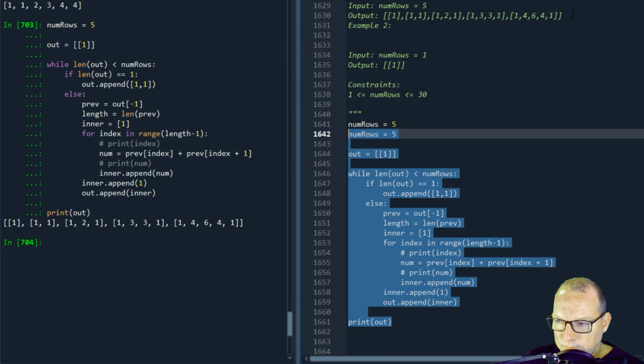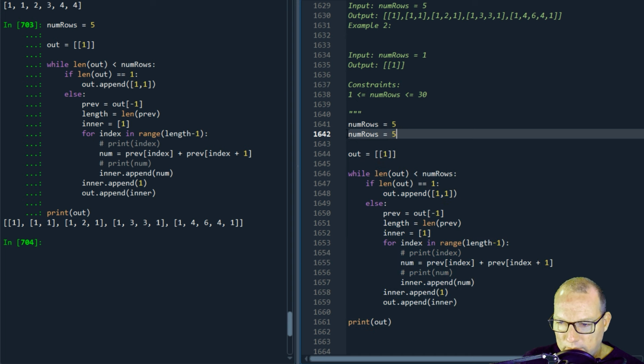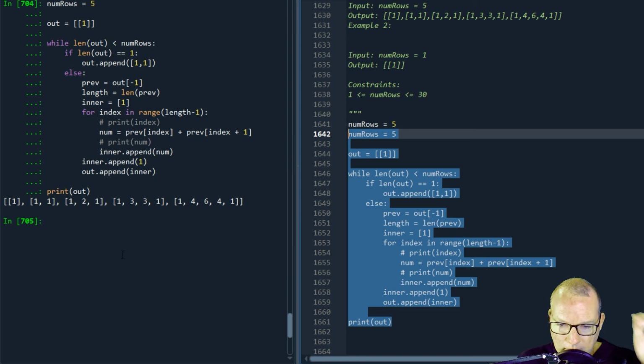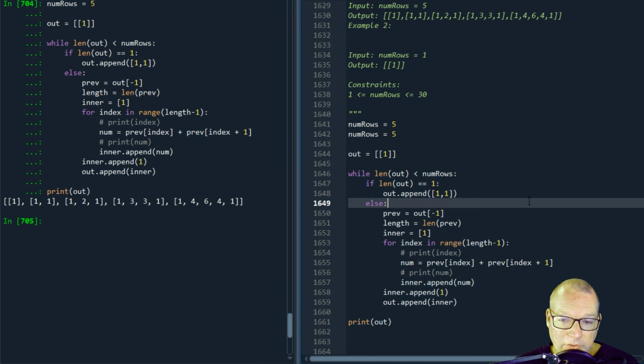And here's the example that they have. We saw 1, we hard-coded 1, so we don't have to look at that. But then I did number 5 here, and I ran it, and I get my exact same output as theirs. And this solution right here is 93% faster than all the other solutions.